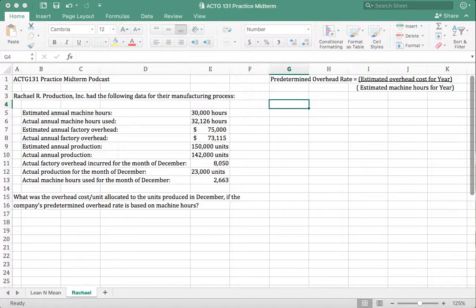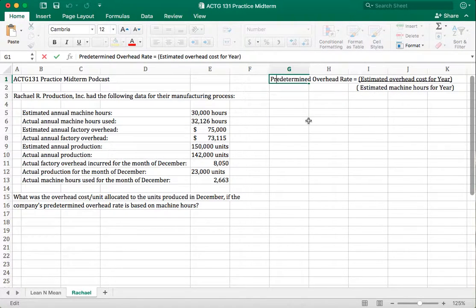This second problem from the practice midterm involves Rachel, our production manager, who gives you the following manufacturing data. The question is, what is the overhead cost per unit allocated to the units produced in December? The first thing we need to do is calculate the predetermined overhead rate.